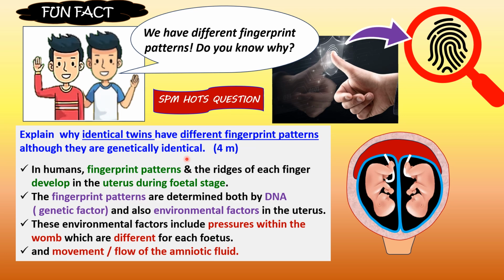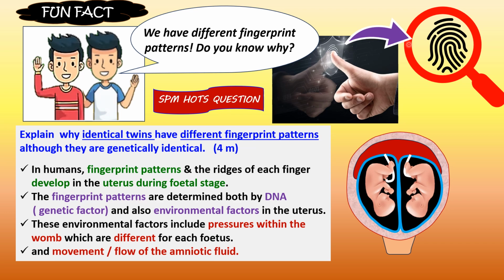4 marks, right? So we know that the fingerprint patterns are determined by the genetic factor, that the genes that are inherited from the parents. So why is it that they have different fingerprint patterns? Aren't they genetically identical? Now, this is the explanation. In humans, the fingerprint patterns are the ridges of each finger. The ridges are the tiny projections on the surface of the finger, right? They develop in the uterus during the fetal stage, when the fetus is in the mother's uterus, right?